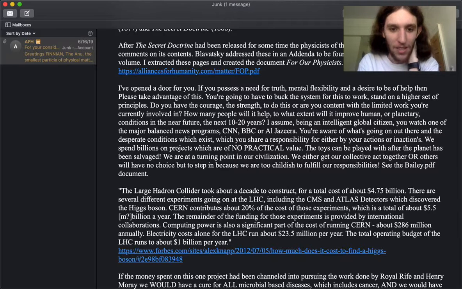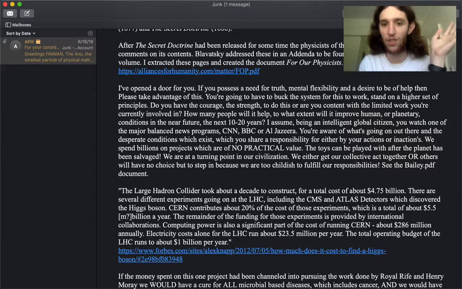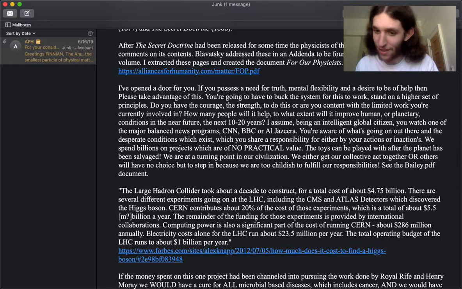"We spend billions on projects which are of no practical value." So it's saying that this is a very practical solution, but it's not. What do they want me to do? "The toys can be played with after the planet has been salvaged." It's like a weird turn. Oh, it's saying these other solutions it's calling toys.